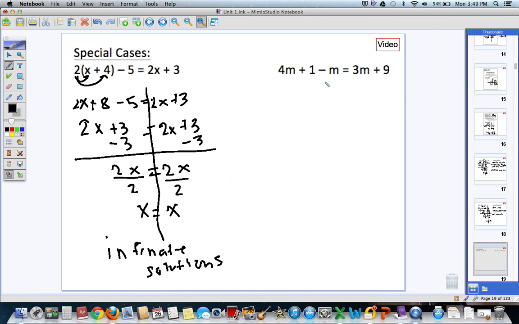Our other special case, here we go. So we have no parentheses, so now we try and combine like terms. Over here we have a 4m and a 1m, right? When there's nothing in front of it, we assume it's a 1. So 4m minus m is 3m. We have no like terms on this side, I leave it.